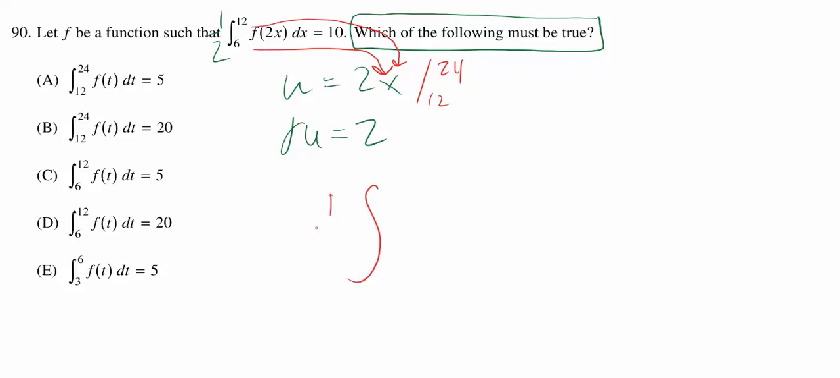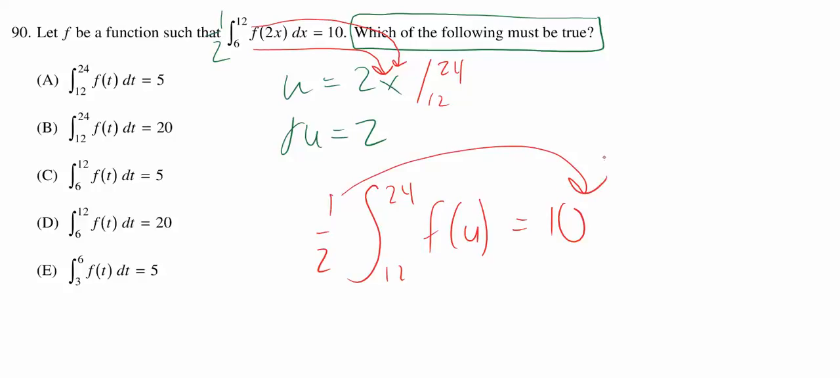So let's take a look. 1/2 the integral from 12 to 24 of f of u du still equals 10. All right, but that doesn't show up anywhere. I've got 5s and 20s. But what if I multiply the 1/2 over? If I multiply everything by 2, then I get it equal to 20, and then I'm all set. Definitely an advanced u substitution type problem, I'd say.